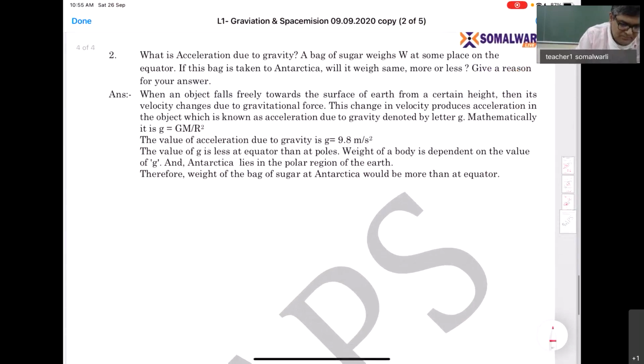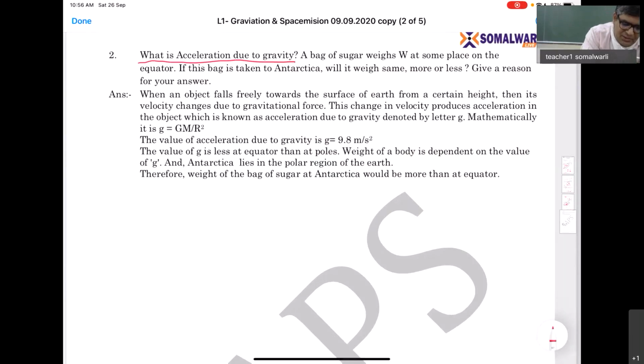Sub question 2 now. What is acceleration due to gravity? A bag of sugar weighs W at some place on the equator. If this bag is taken to Antarctica, that means from the equator to the polar region, will it weigh the same, more or less? Give a reason for your answer. Now let's look at the answers of this question one by one. The first part of the question is, what is acceleration due to gravity?